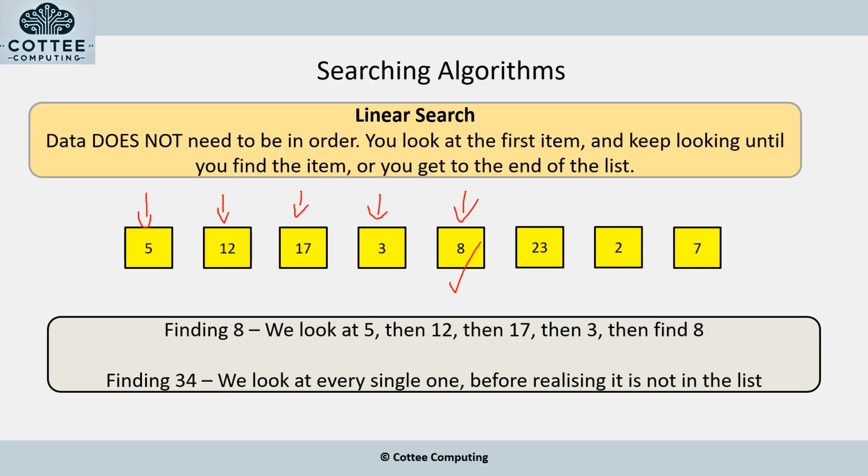If we're looking for 34, we do the whole thing again. So we start at 5 all the way through to 7, and then we get to the end and we go, it's not in the list. Okay, so it can be quite quick if it's at the very start of the list. We would never know that. However, it can be very slow for a large data set.